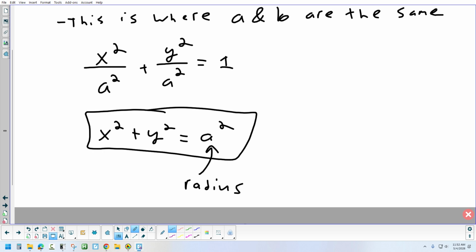So now you know how to tell if it's an ellipse or a circle. If your denominators are the same, you have a circle. If they're not the same, you have an ellipse. And it has to be an addition side, not subtraction. Subtraction would make it a hyperbola. Small change, totally different picture.